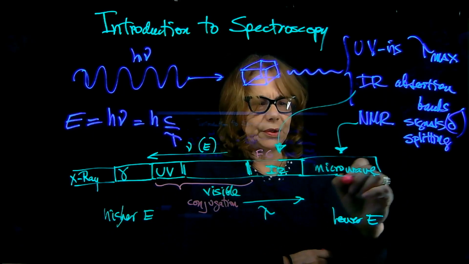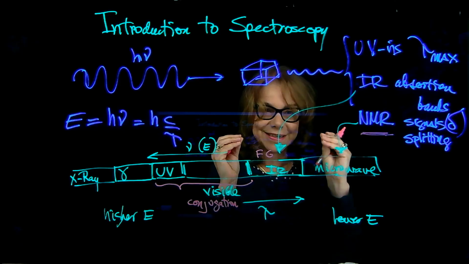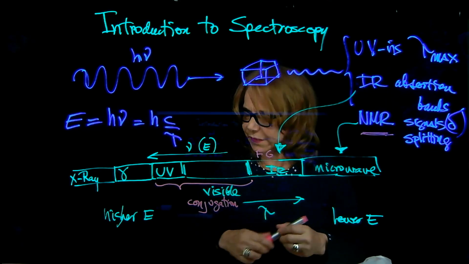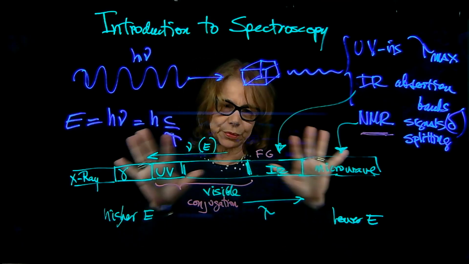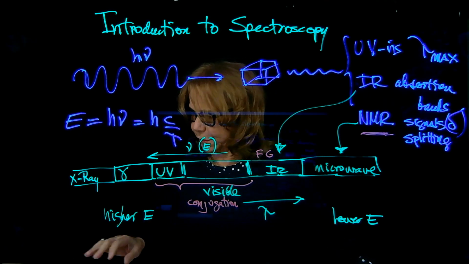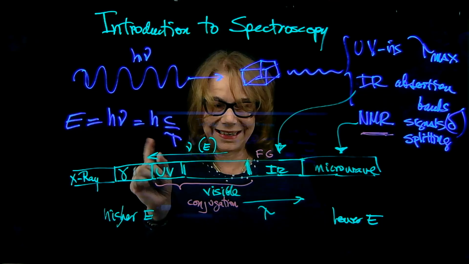And in NMR, we're going to learn more fine-tuning details about connectivity and types of H's and types of carbons. So that's what we're doing. Now I'm going to go over a little bit of the UV visible in the next video.